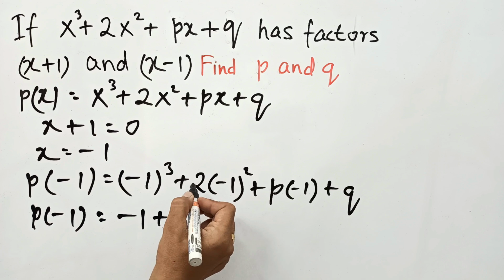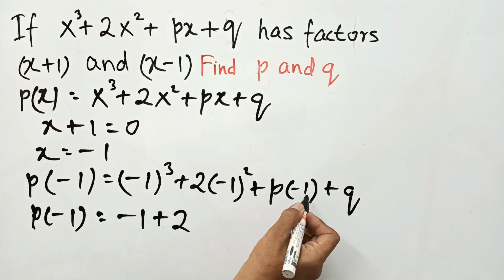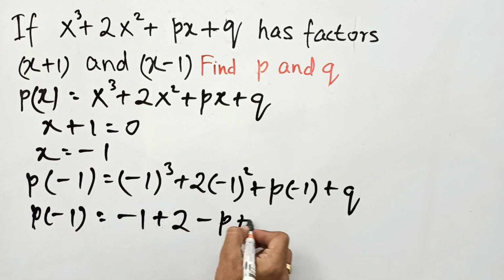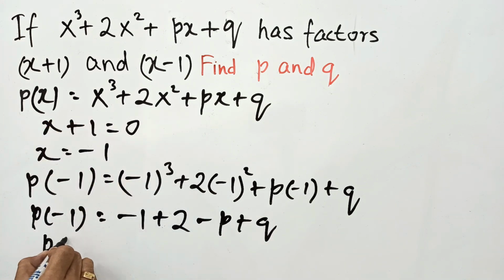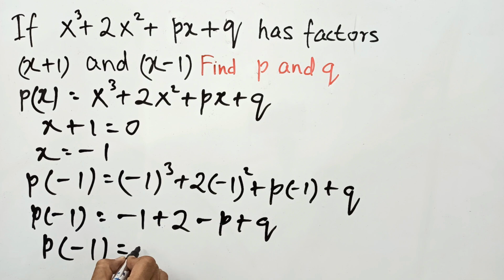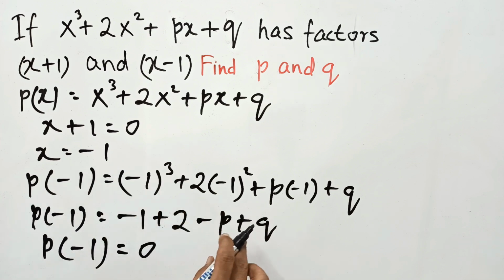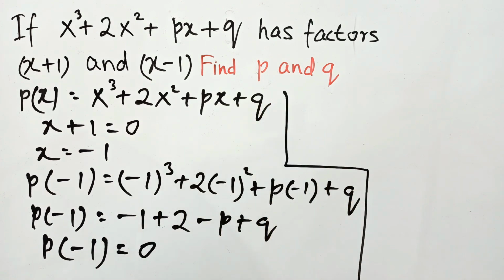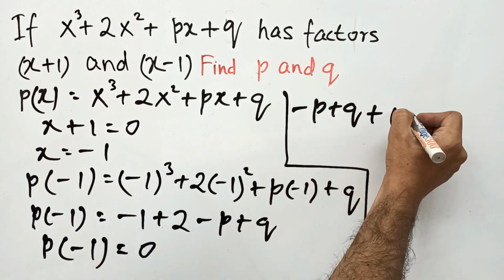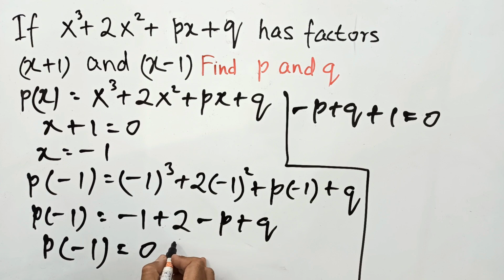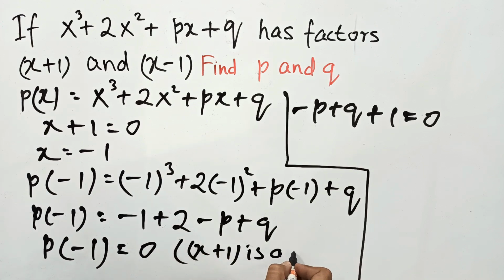Minus 1 cube plus 2 into minus 1 square plus p into minus 1 plus q. Since x plus 1 is a factor, this whole expression should be 0. So we put the whole expression equal to 0: minus 1 plus 2 minus p plus q is equal to 0. We can mention here the reason: since x plus 1 is a factor, that's why this is equal to 0.